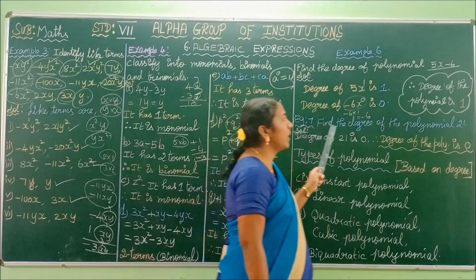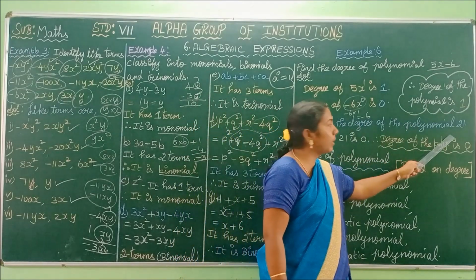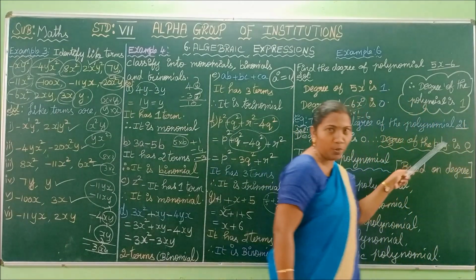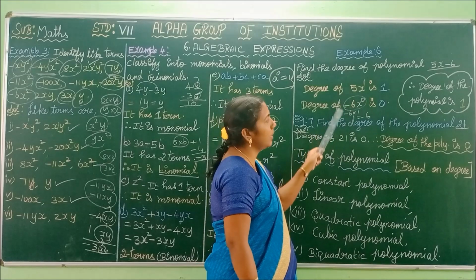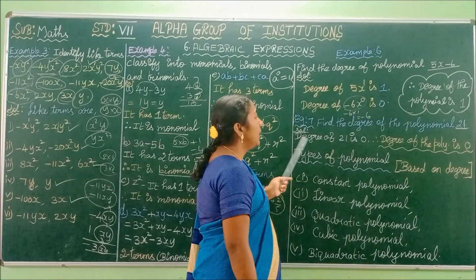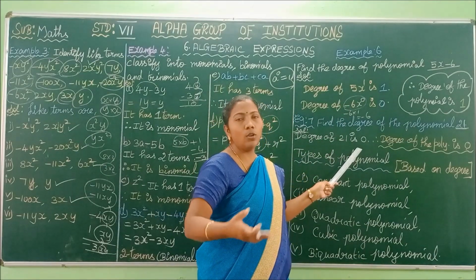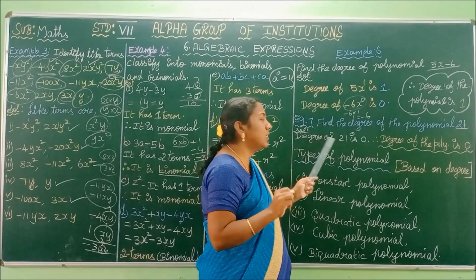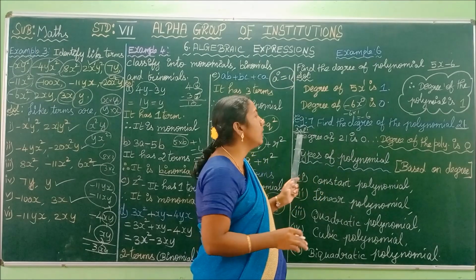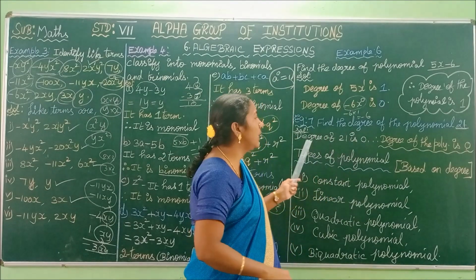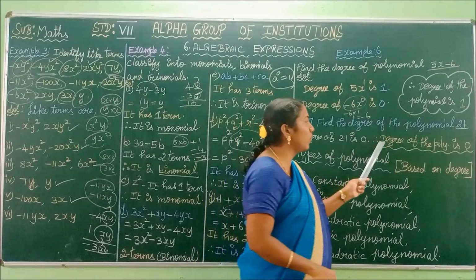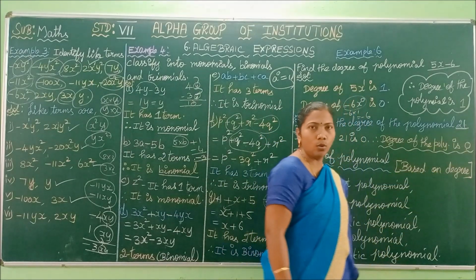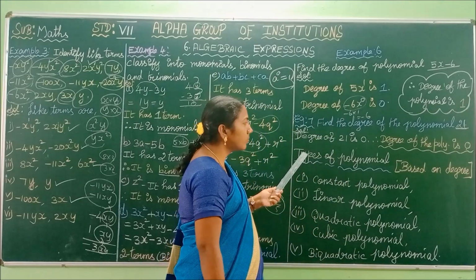Example 7. Find the degree of the polynomial 21. Here we have only one number, that is 21. Similarly, see here minus 6. The degree of 21 is what I have told now. Hereafter, if anyone asks what is the degree of a constant, you have to write that the degree of it is 0. So the degree of 21 is 0. Therefore, the degree of the given polynomial is 0. Okay, see the next one.